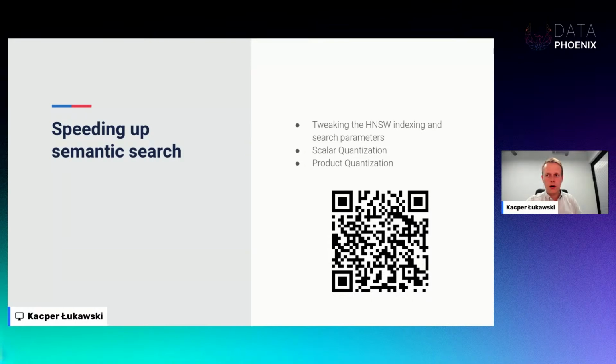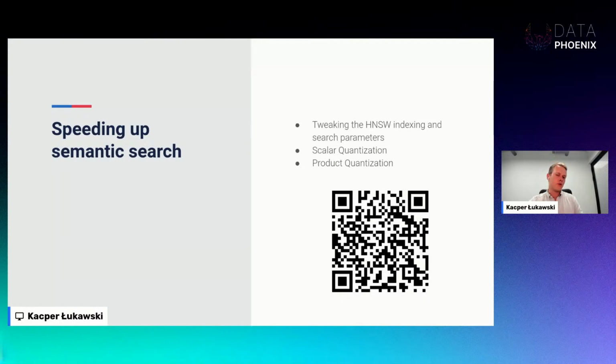So there are also some issues with semantic search. Like, it might be inefficient if you serve, I don't know, billions of vectors. The search may take a while. And if you are on a budget in terms of memory and computation, you might be wondering how to speed things up. You might be tweaking the HNSW. HNSW is an algorithm that we use to keep things performant. You may be just tweaking the parameters to reduce the memory footprint and reduce the time spent on search or indexing. You may also be interested in scalar and product quantization.